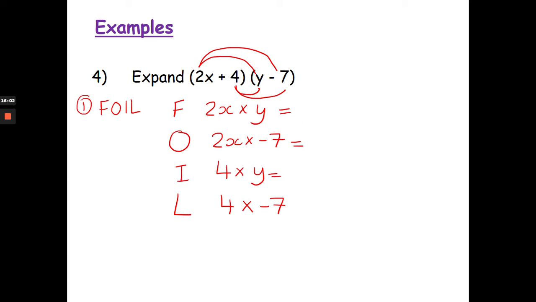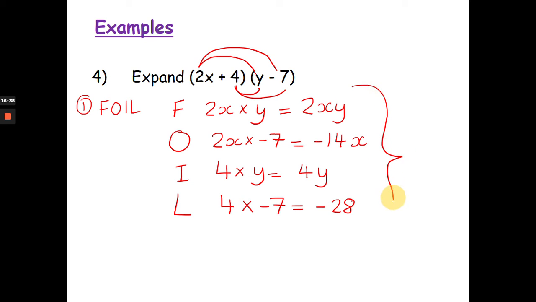So all you need to do is be careful with this one over here. The rest we can pretty much do, but just be careful with this. So 2x times y, we just collect together as a whole. So it's just going to give me 2xy. I can't simplify it any further because these are different letters. So then 2x times minus 7. So minus 7 times 2 gives me minus 14, and then I can put the x back. 4 times y gives me 4y. And 4 times minus 7 gives me minus 28.